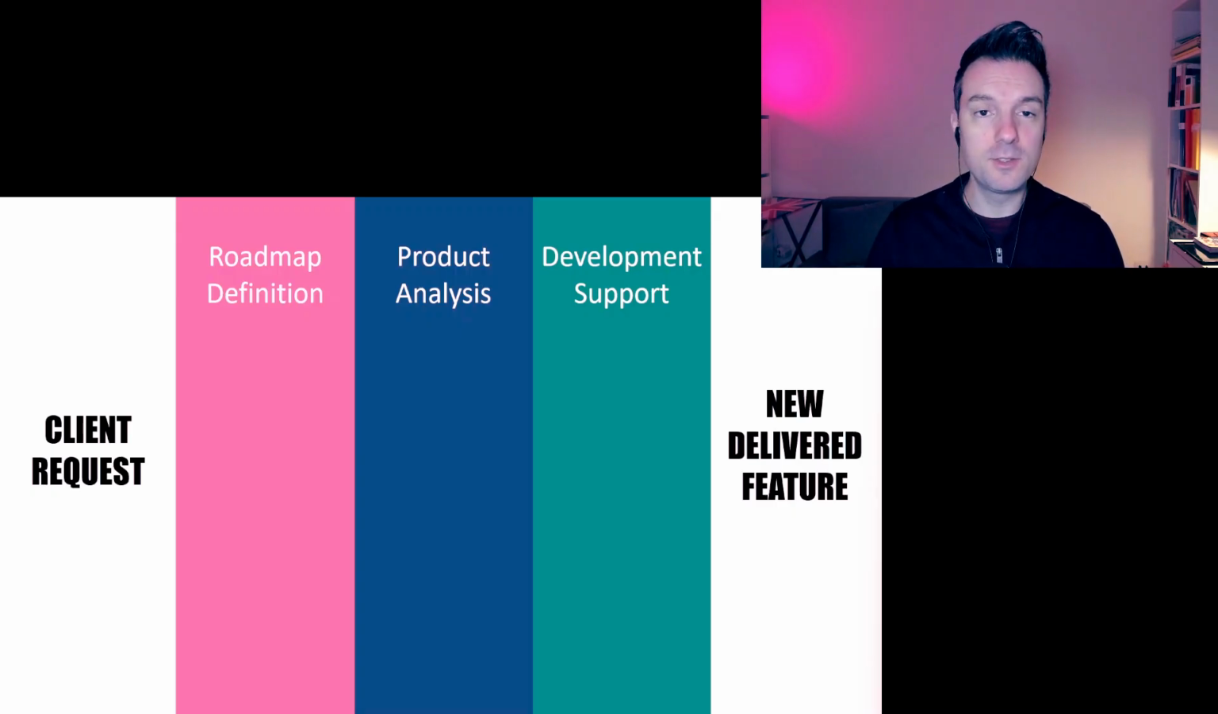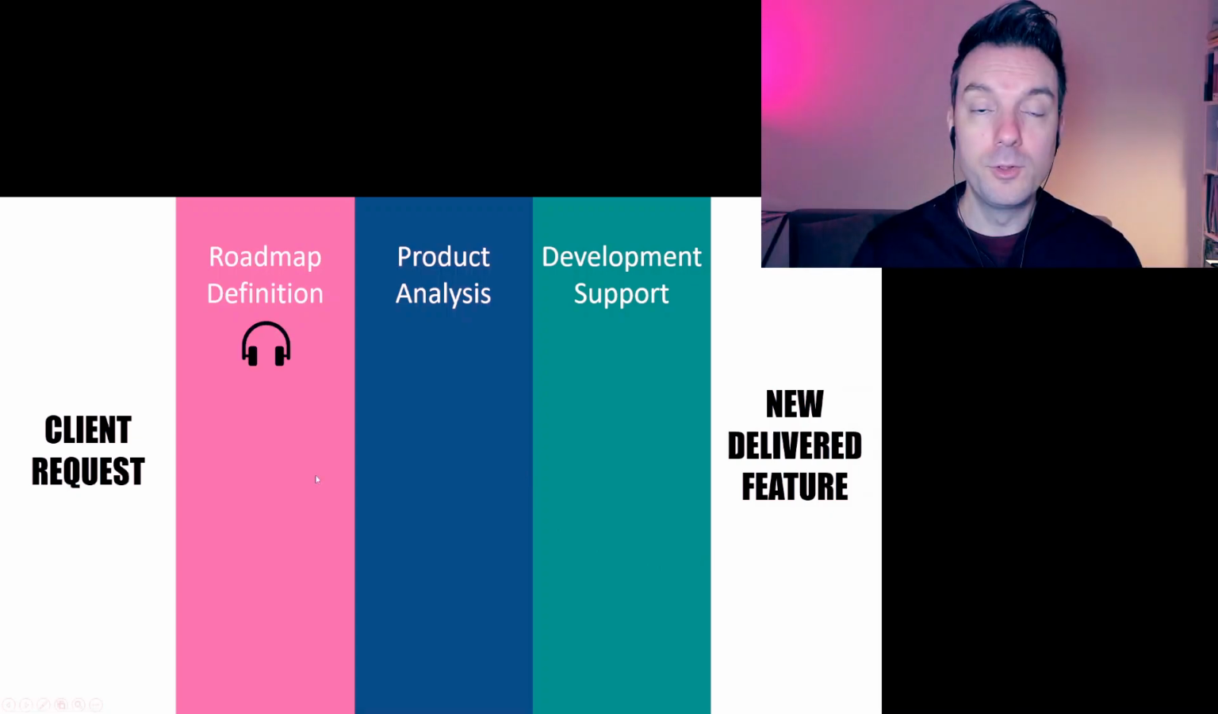To make these activities clearer, now I do a game. I choose an icon for each of them and I will explain why that icon. Let's start from roadmap definition. The icon I chose is a headset. The reason for this icon is clear. This stage is the listening stage.